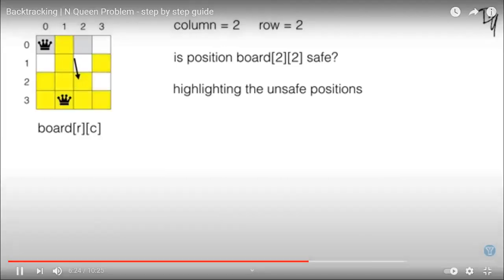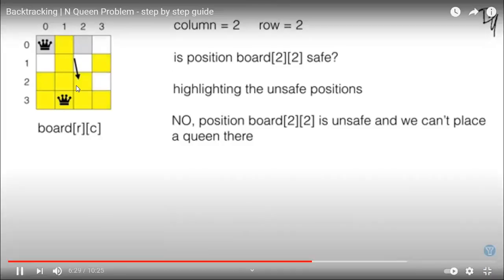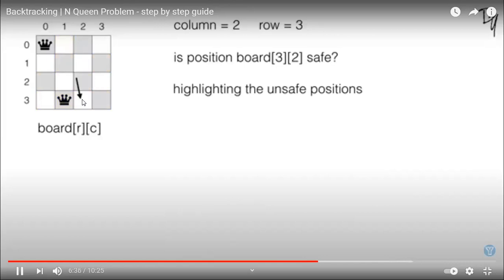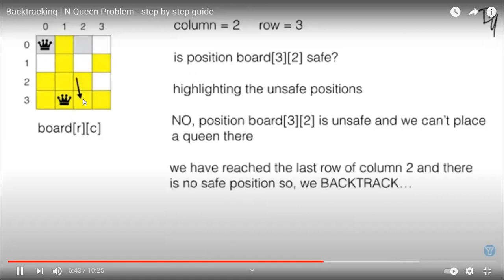So we'll check for the next position. Now again it is highlighted, is this a safe position? No, it is not a safe position. Then we increment the row by 1, and then we'll check column 2, row 3. Again, is this a safe position? Obviously not, because this queen can attack here, right? So this is not a safe position. Then what we will do is backtrack at this position, because we have reached the last row of column 2 and there is no safe position.